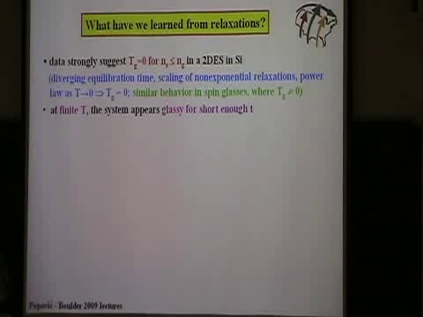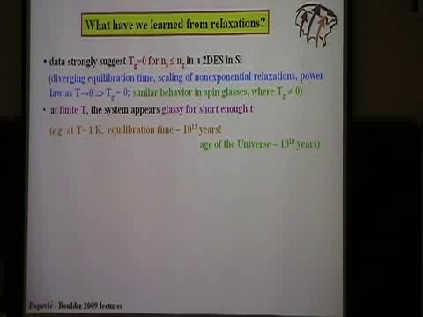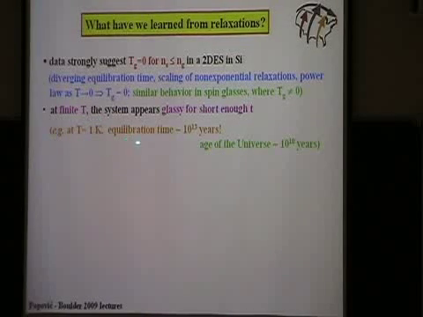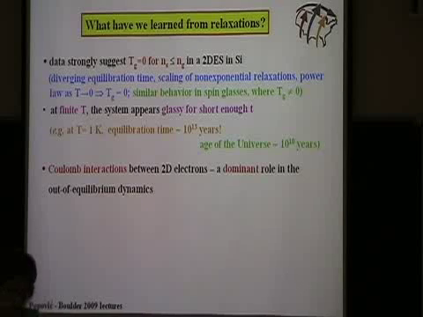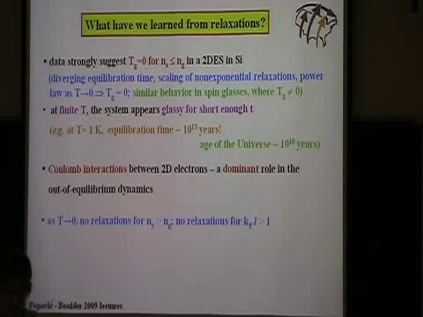Okay, so at finite temperatures, the system appears glassy for short enough times. I want to mention that these equilibration times, even at fairly high temperature, 1 Kelvin, can be very, very long. So for all practical purposes, at these temperatures, you are out of equilibrium, and you can study the glassy behavior. And, okay, so Coulomb interactions seem to dominate, and I already said all this.